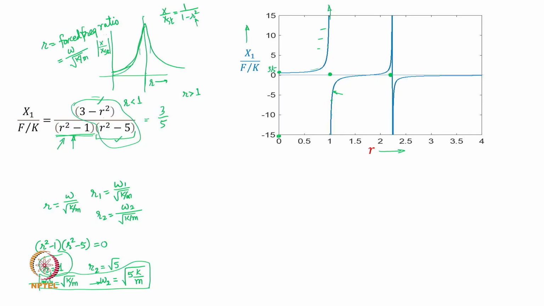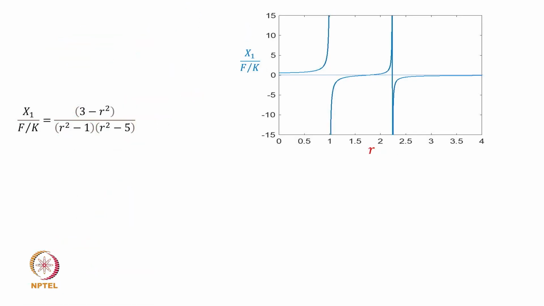Okay, and something interesting happens as you keep increasing somewhere here. What happens? Somewhere here, the response of the compressor is 0. And what is that point? At r equal to square root of 3. This is the location 1.7 or so where your response is 0. The compressor does not have any vibratory response, its response is 0.